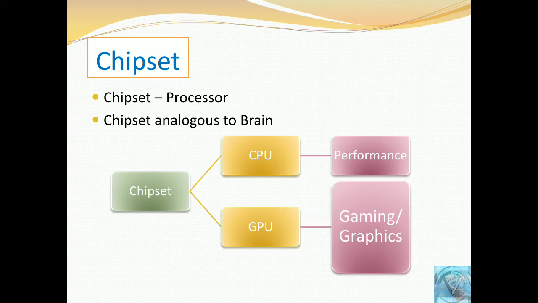The processor mainly has two parts, that is CPU and GPU. CPU, Central Processing Unit, and GPU, Graphics Processing Unit. CPU is for the performance and maintenance of the mobile, and GPU is for gaming and graphics.